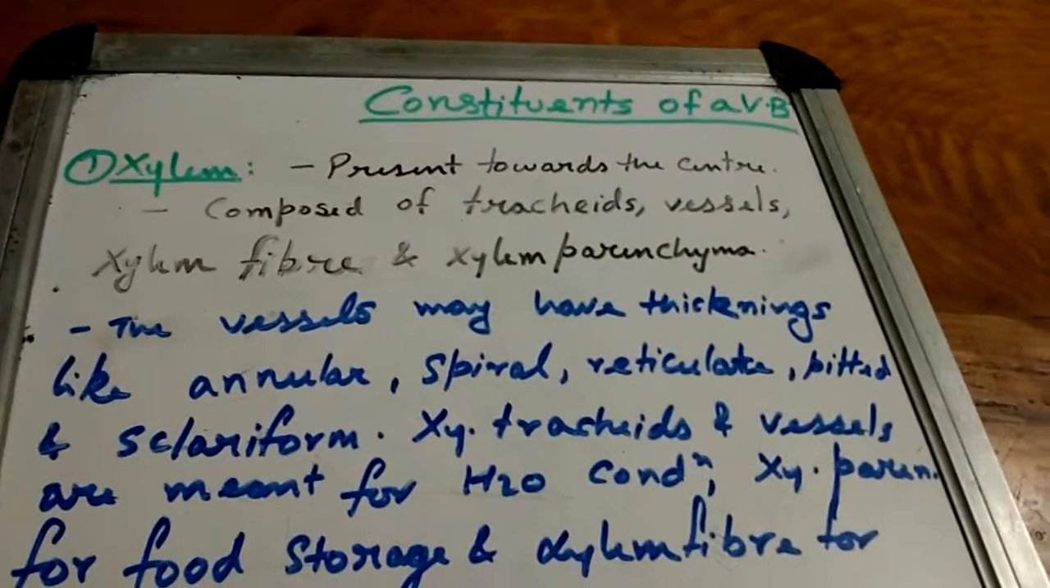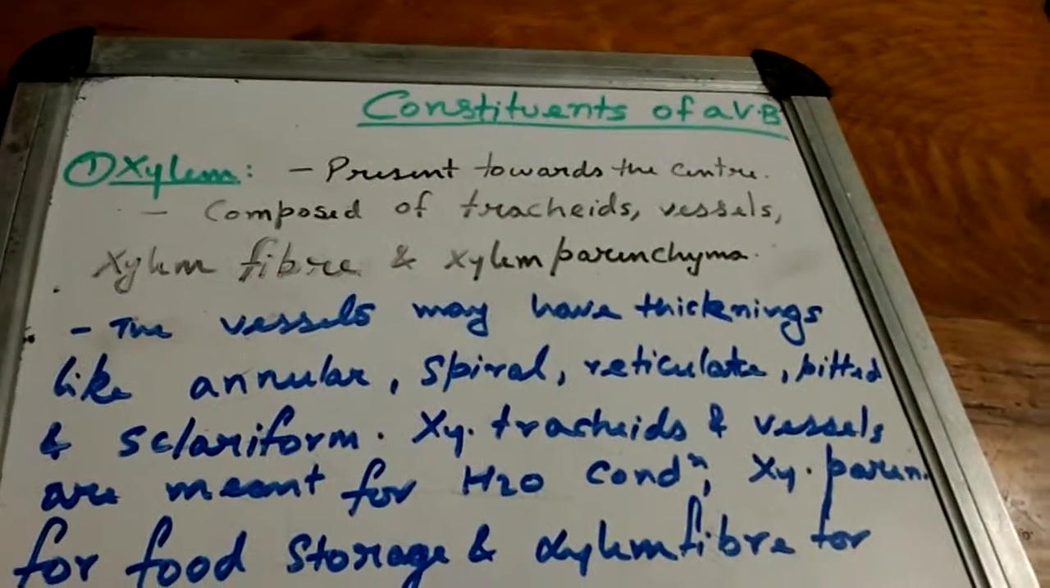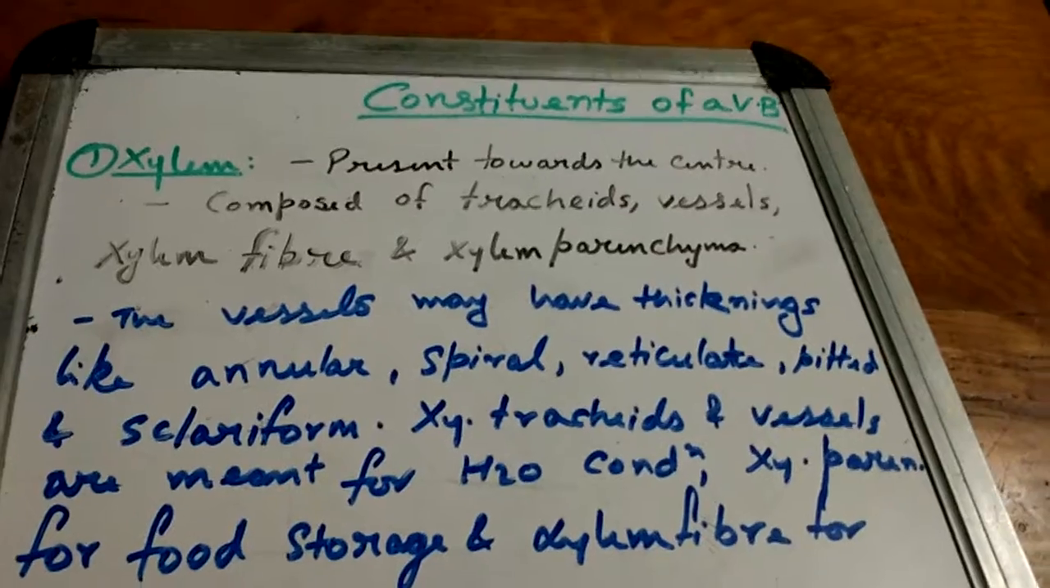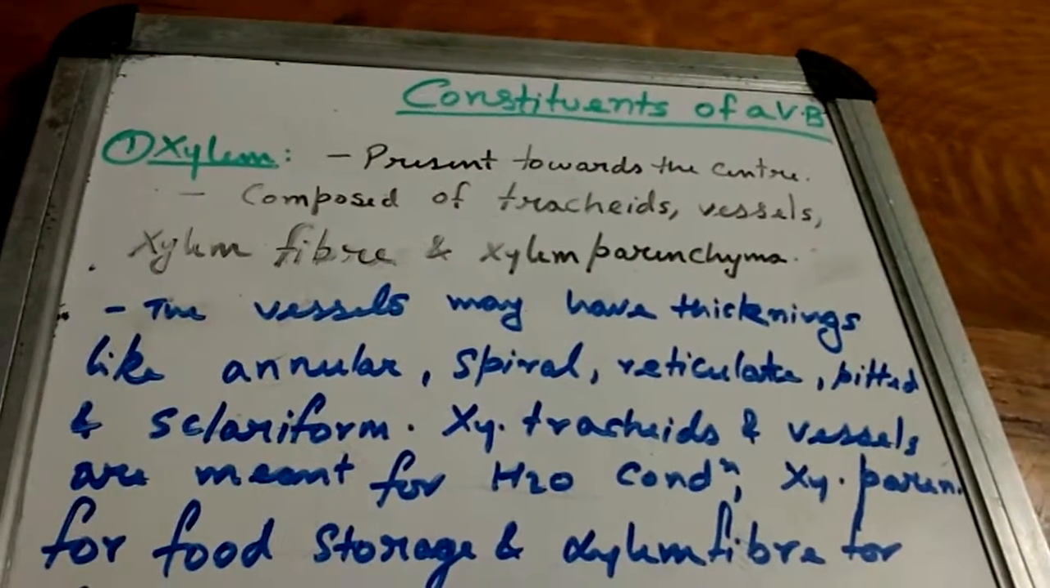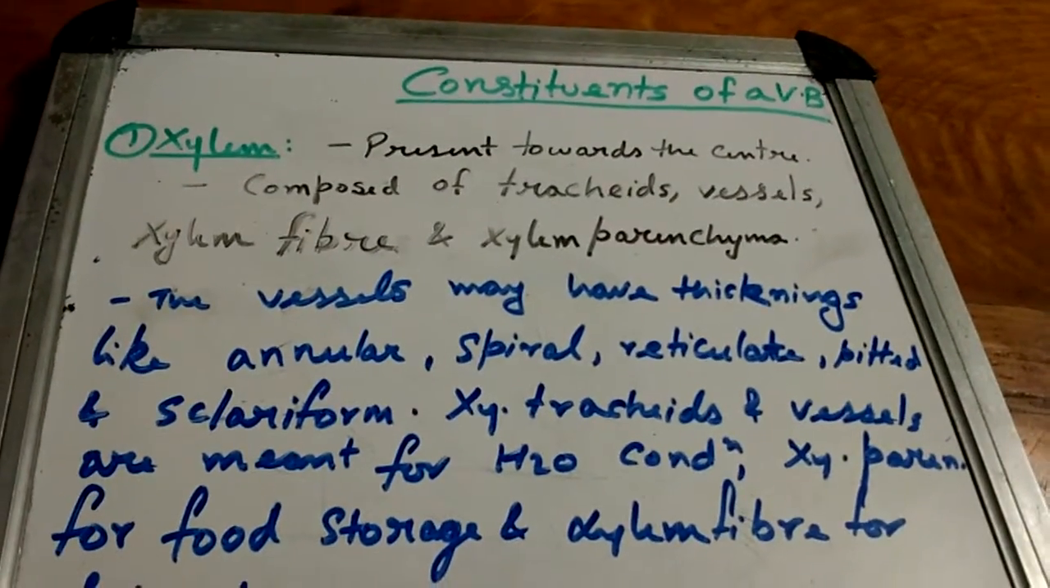So I'm starting with the constituents of a vascular bundle. I have already started this topic but only given you the subheadings. But now I am defining these subheadings.